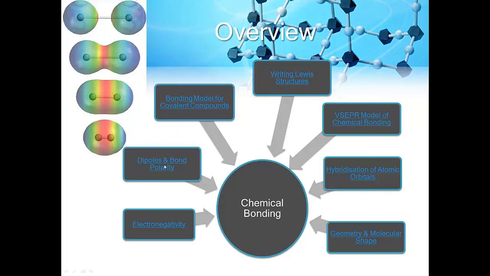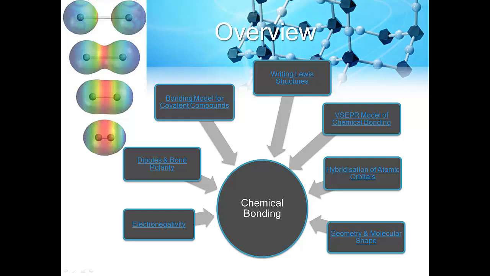Okay, so today we're going to have a look at electronegativity, dipoles and bond polarity, bonding modes for covalent compounds, writing Lewis structures, the VSEPR model of chemical bonding, hybridization of atomic orbitals, and geometry and molecular shape.